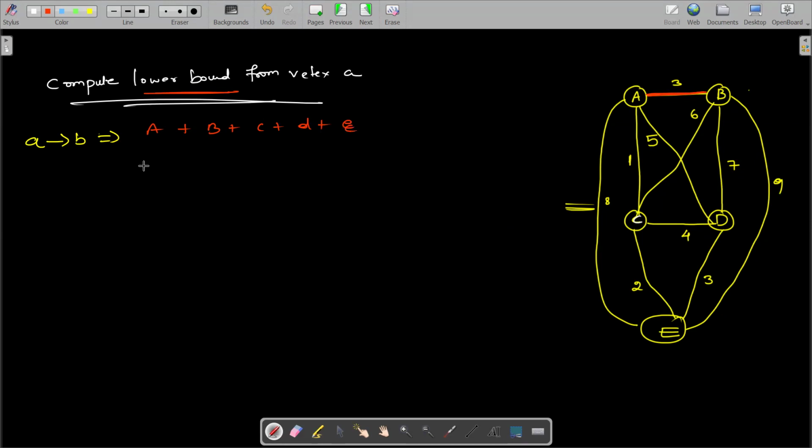Now we can see for A, what we have to do? First we have to see the vertices. From A to B, we have to look into this path and consider it. That's why we have to write the 3 initially. For A, 3. This is A, this is B, this is C, this is D, again this is E, plus, plus, plus, plus. Understood?